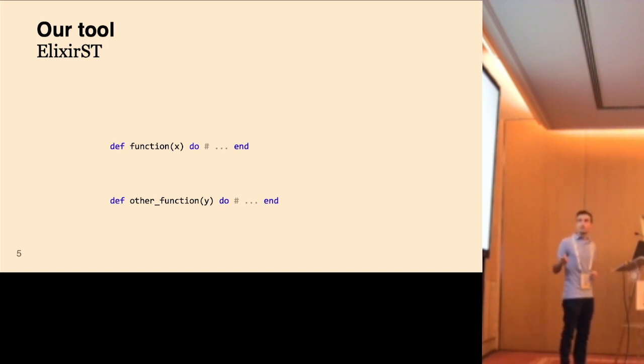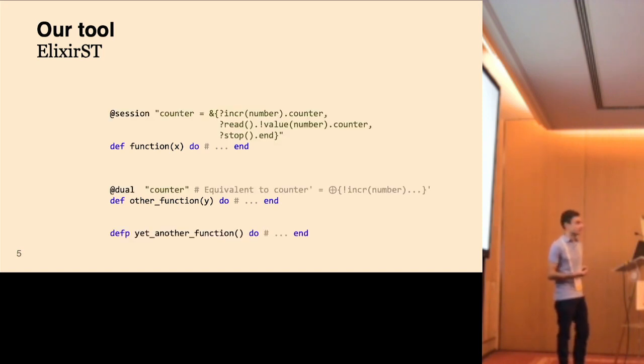So how can we add the session types to our functions? If you have a function, we can add them using these two annotations, the add session and add dual. Via the add session, you can create a labeled session type directly, or with the dual, you can just reference the dual of some session type. If you have a private function, since it will be called from other functions, you don't have to annotate it because it will inherit the protocol.